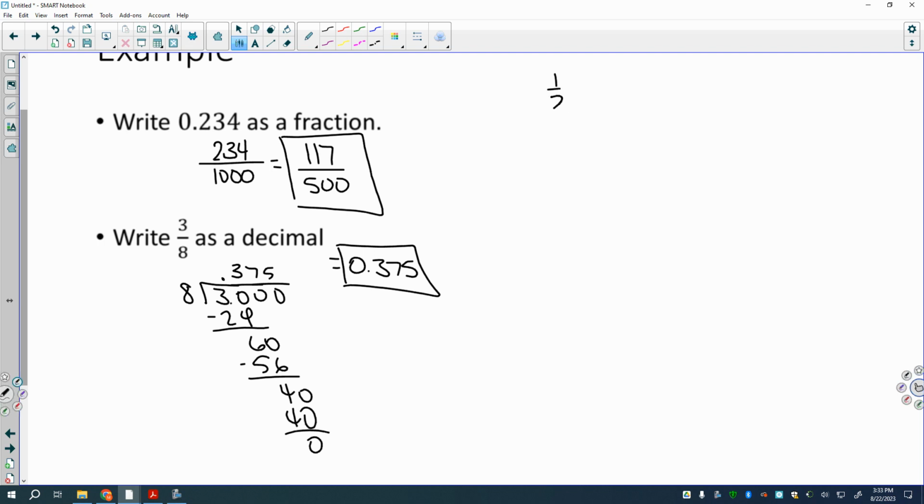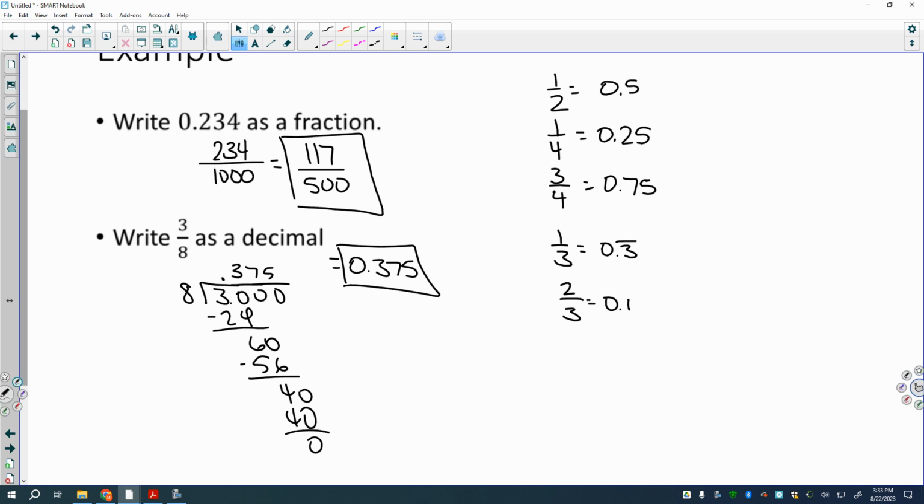I'm going to say you should know a half is 0.5. You should know 1/4 is 0.25. 3/4 is 0.75. A third is 0.3 repeating. 2/3 is 0.6 repeating. 1/8 is 0.125. 2/8 is 1/4. 3/8 is 0.375.